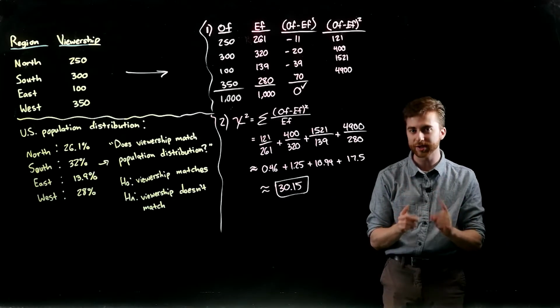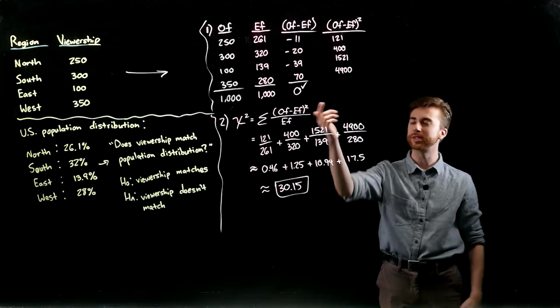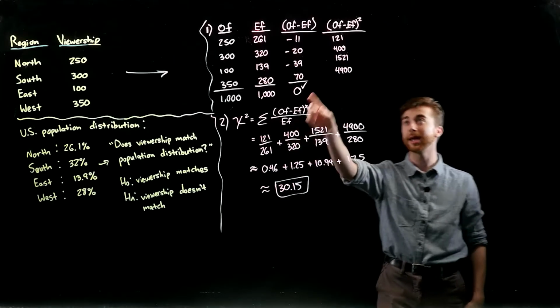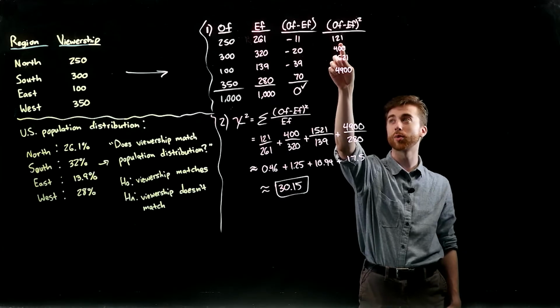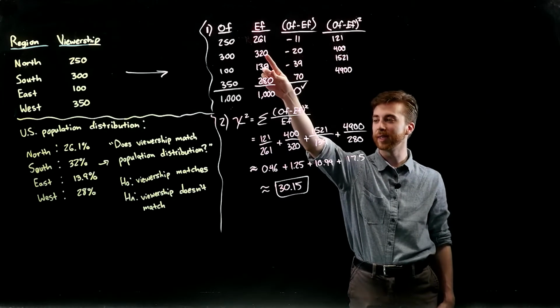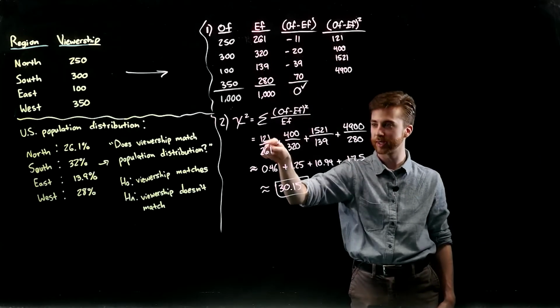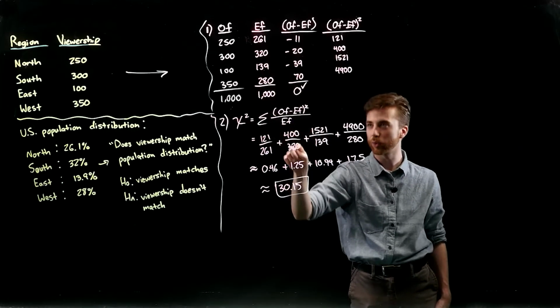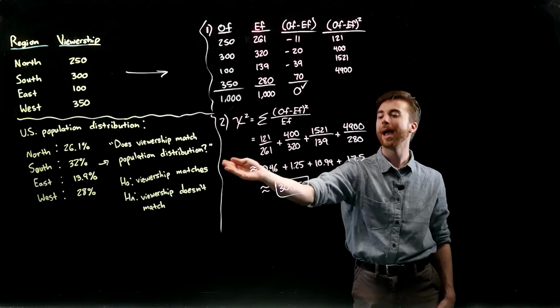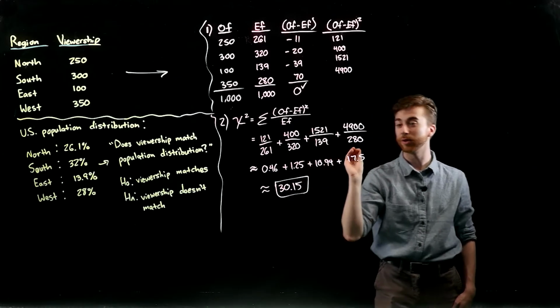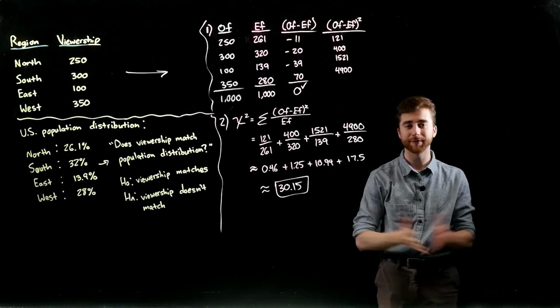So we're going to do the first method that we saw in the last problem, which is exactly this right here. Just take every single OF minus EF squared, divide by its respective EF. So you see 121 divided by 261, 400 divided by 320. You do that for each of them, add them all together, and that's going to give you your overall value right there, and that's how you find your chi-squared.